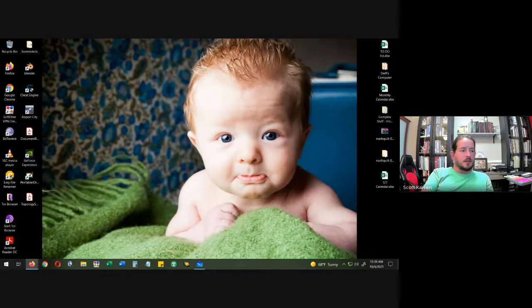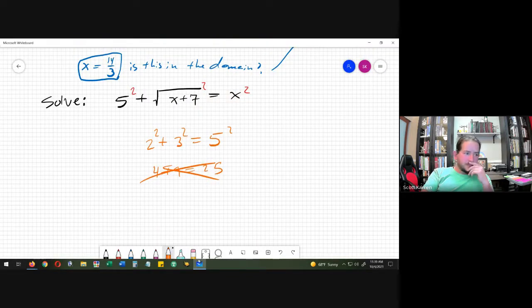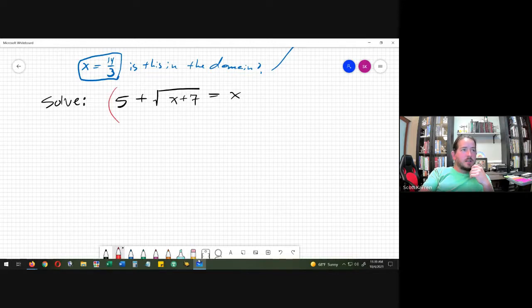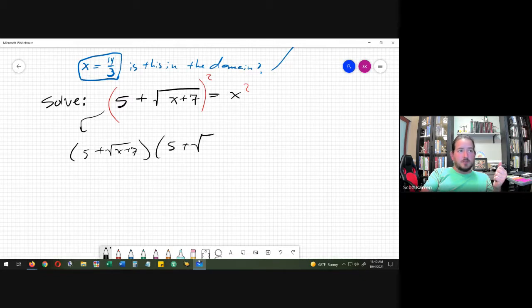Okay, that's gone. It's back. What you have to do instead is square the entire side, right? So I can't square term-wise. What I can do is square the entire side. So then the next question is, do I want to do this? Square that 5 plus root x plus 7, and then square the x squared. And I'll submit to you that I don't want to do that, because to square this 5 plus root x plus 7, that means I'm taking 5 plus the square root of x plus 7, and multiplying it by itself.